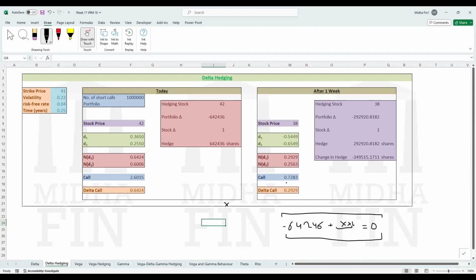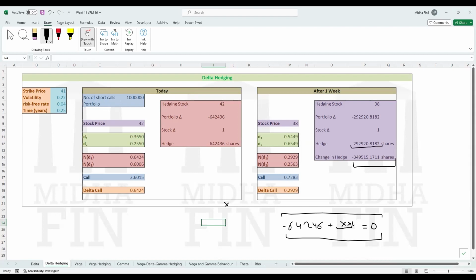Now, after a week, what happens? Delta becomes 0.2929. Now, what should be the hedge position? If that is the question, the hedge position should be long in 292,920 stocks. But if they ask how the hedge position should change over this one week, then this will become your answer, not this.